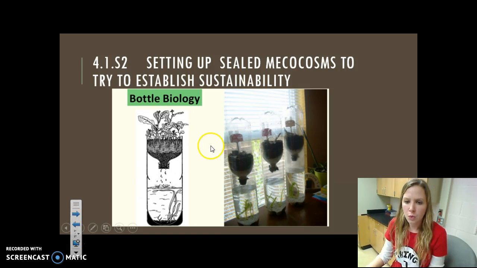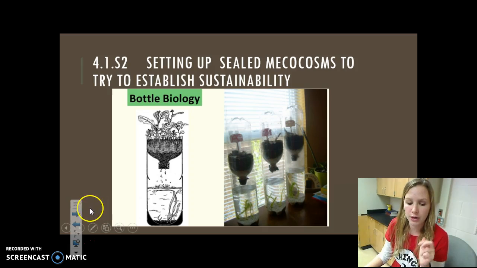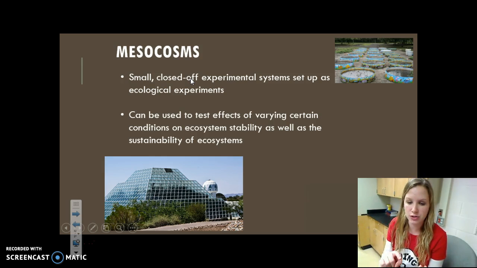So we are going to do an animation. I talked to you about this once you get back from your long weekend, and we're going to set up a mesocosm. And a mesocosm is an enclosed container that hopefully is sustainable. So you can see here kind of how you would set up one in real life, quote unquote. But what we're going to hope to do is animate, in our case, a small closed off experimental setup that can be used to test a variety of things. One, it can just be used to test, is it truly sustainable? Two, it can be used to test a variety of conditions.